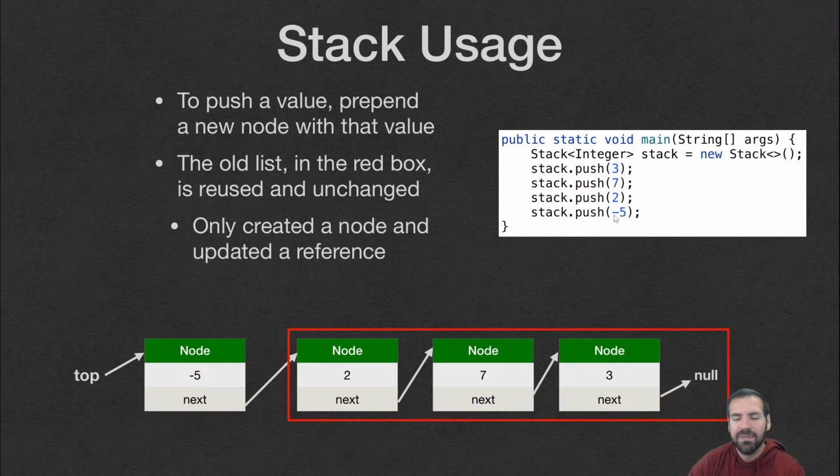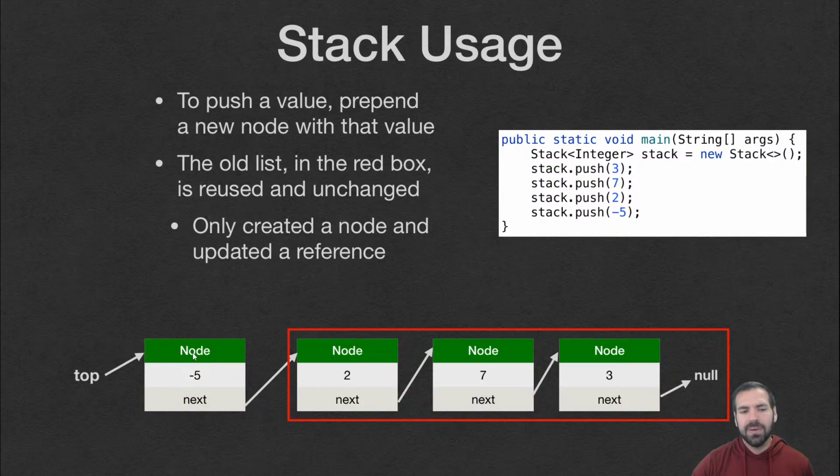If we push -5, we're going to create a new node that refers to the old head of the list, and then update the head of the list variable, which is top here, to the new node we just created. And notice, I'm not going to dwell on it here, so we're short on time, but notice nothing inside this box changed. This whole linked list is completely preserved and completely reused in memory. 100% unchanged.